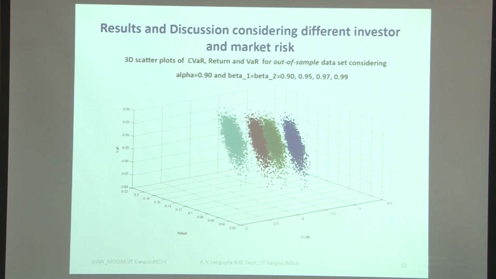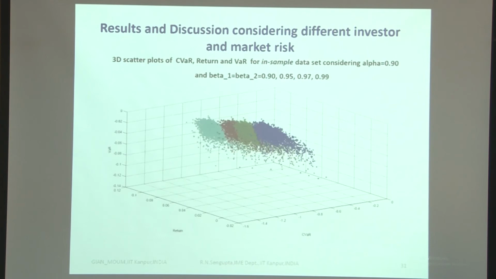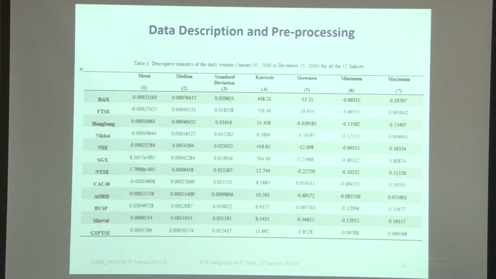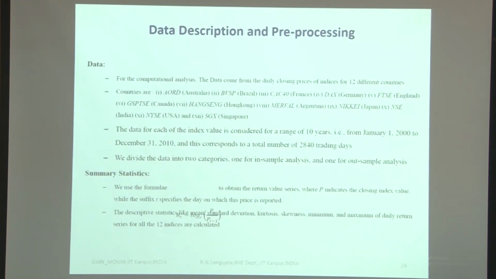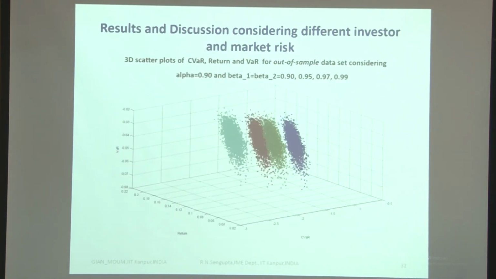Okay, I will tell you. The first one was for the Australian one, next one was the Brazilian one, and so on and so forth. So if you consider the market risk in sample and out of sample for the Australian one, why I consider it is very simple.